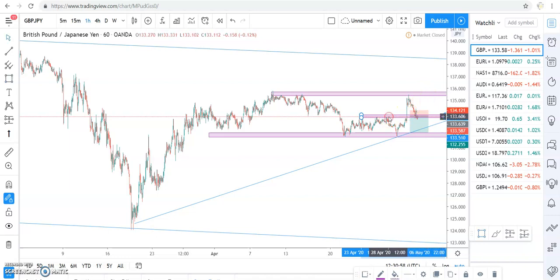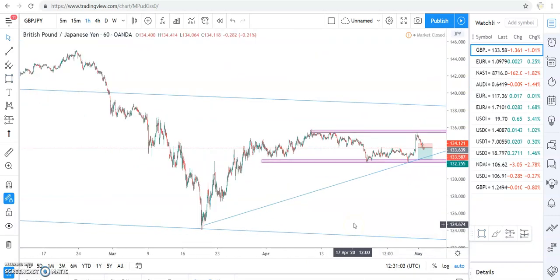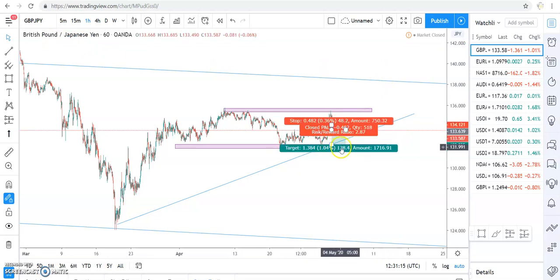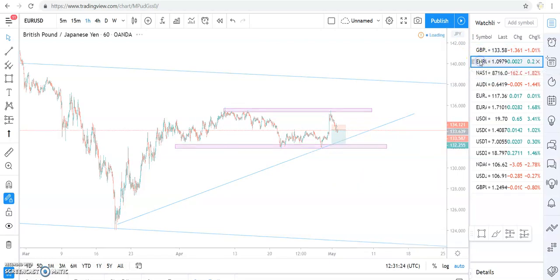Okay, so I'm just going to remove this, and I'm left with this as my analysis for pound Japanese yen. So once the market opens, I'm going to enter into a sell, and I'm targeting the price to reach my support levels. Okay, let me move on to the next pair that I'm analyzing, which is Euro USD.